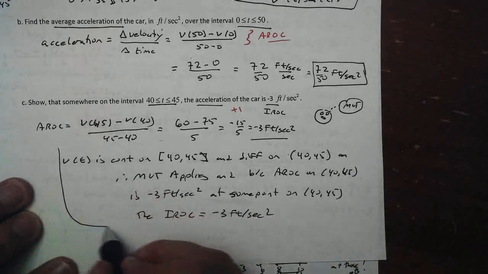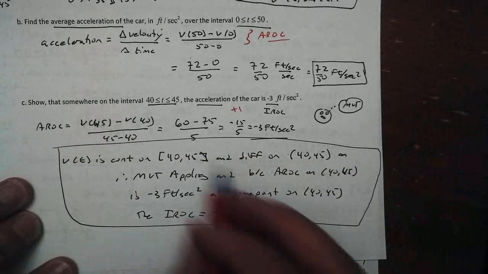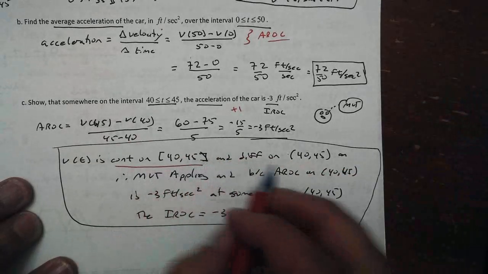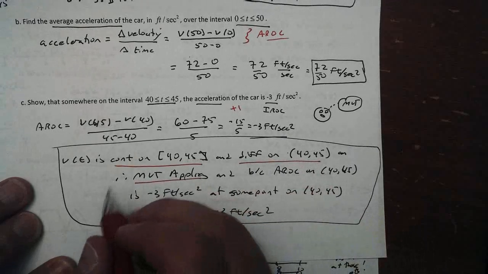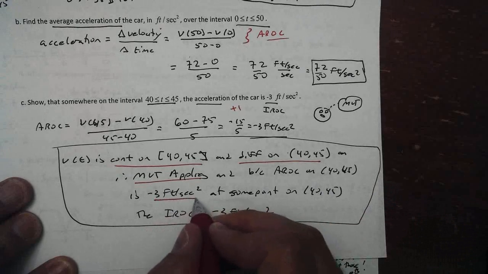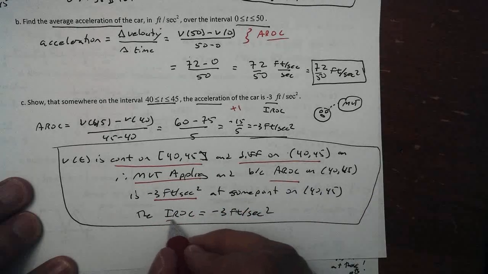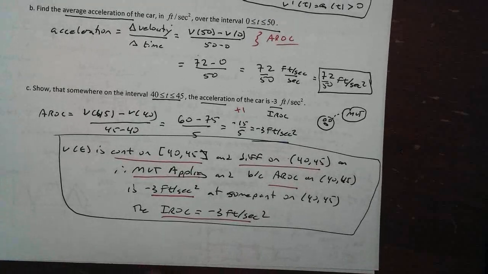Now, this is not the only way to write it, but let's take a look at what I'm mentioning. First, you have to mention continuity on that domain and differentiability on that domain. You have to mention MVT. You have to mention that we got negative 3 as an average rate of change, and that's going to have to equal your instantaneous rate of change as well.